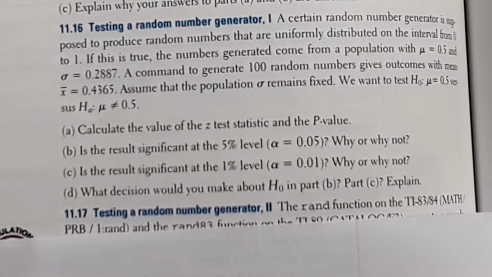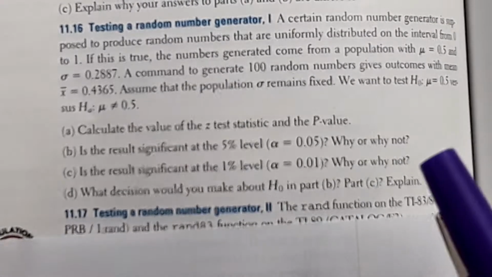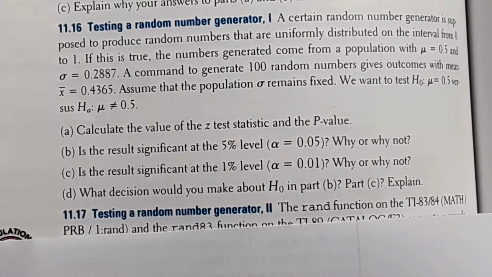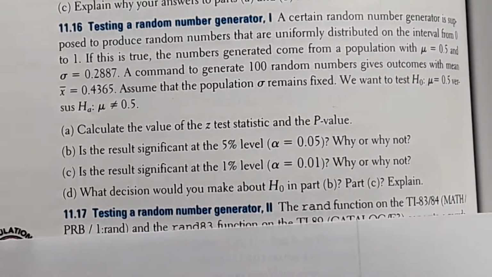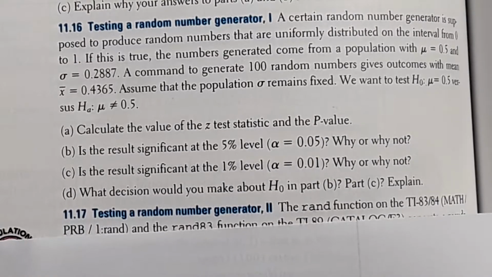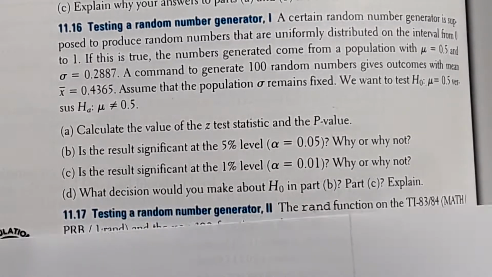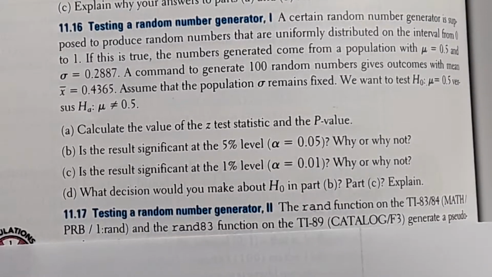Okay. So a certain random number generator, this is 11.6, which I'm not going to read to you guys at home because you can read and so can my students in front of me. So here we go. So it says, calculate the value of the z-test statistic and the p-value.